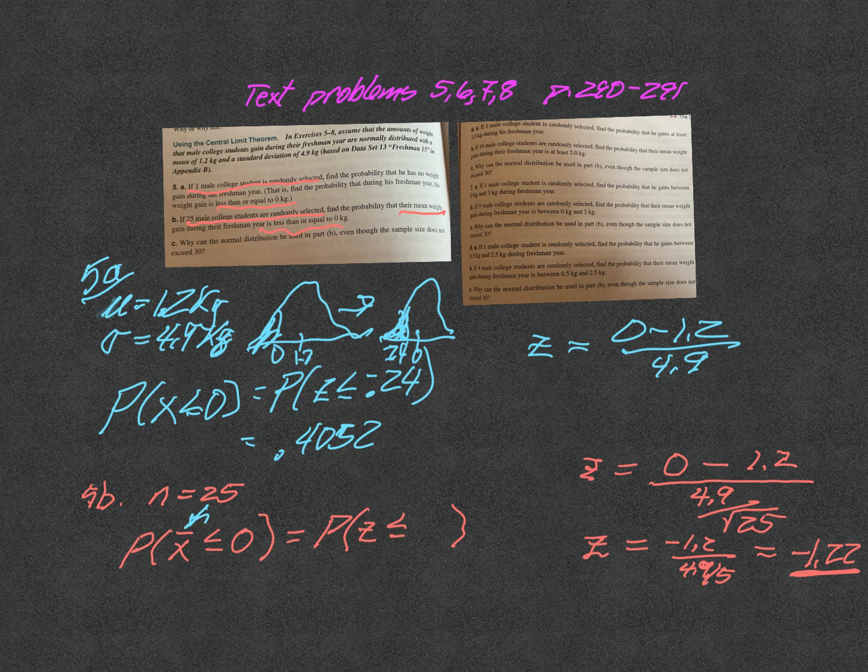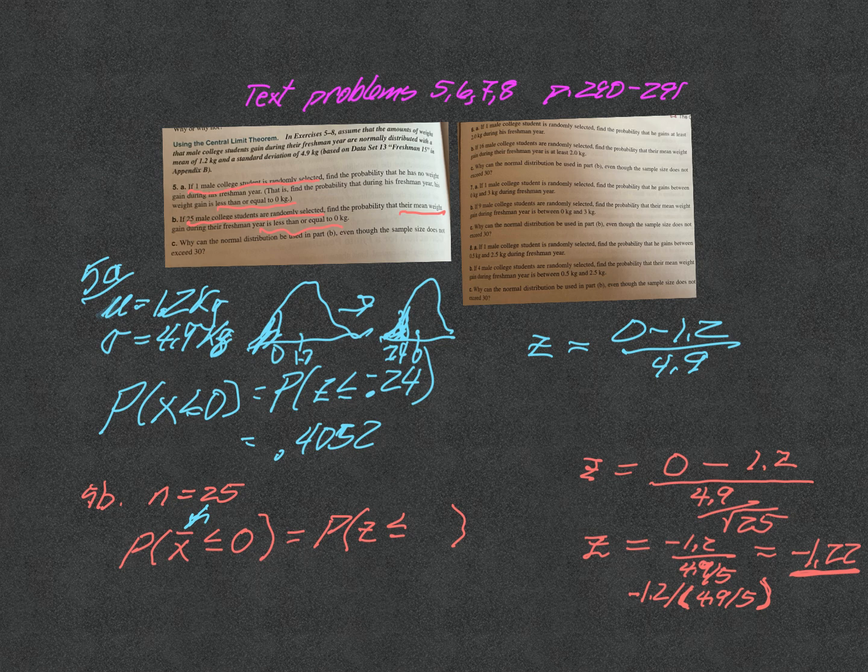So z equals negative 1.2 over 4.9 divided by 5, and that's negative 1.22. A note on calculator usage: this is negative 1.2 divided by parentheses 4.9 divided by 5. Whenever you have an operation within the fraction, surround that operation with parentheses so you don't make mistakes. Don't just enter things straight in a row, because you could end up making mistakes. This is a way to avoid that kind of issue.